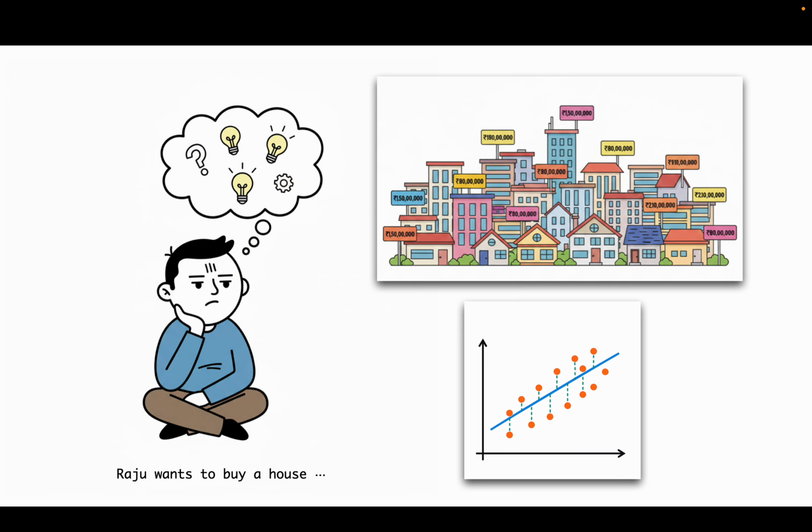For Raju to estimate the price of a house with a specific square footage, he can extend this trend line and make a prediction. But how do we find this best fit line when the points are not perfectly aligned? This is exactly what linear regression addresses. It helps us compute a line that best fits the data even though there is error or noise. So let us see how linear regression works.